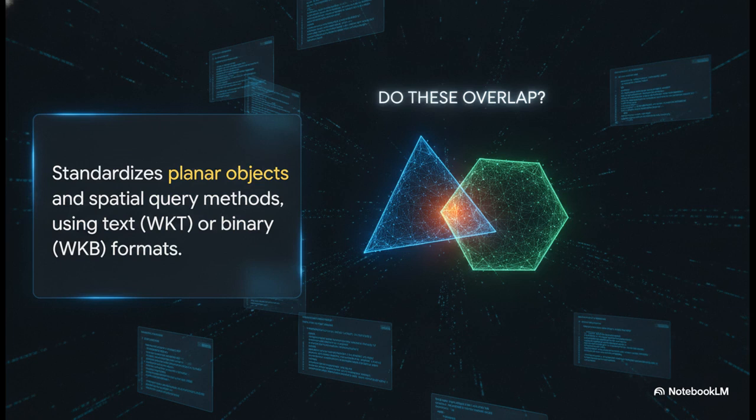Now, for those vector geometries, we absolutely need strict rules, which brings us to the simple feature model. This is the gold standard for defining planar objects. It doesn't just dictate what a polygon is, it actually defines the methods for spatial queries. It lets us ask the system things like, hey, do these two shapes overlap? It standardizes everything in text formats like well-known text or binary formats like well-known binary, so different software systems can talk to each other seamlessly.